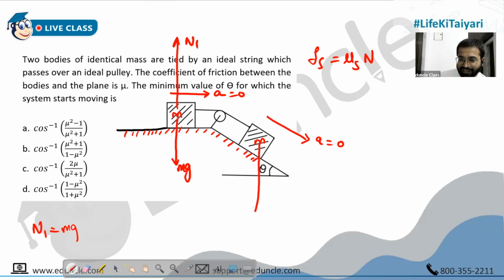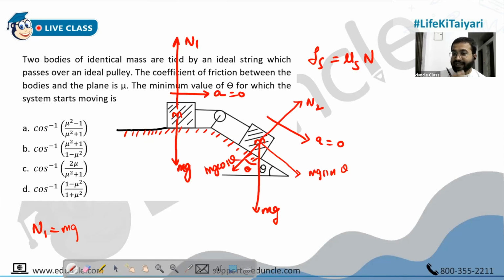Similarly, here you have got mg, but the normal reaction is not mg this time. mg has two components, people. Since this is theta, mg becomes mg cos theta and mg sin theta. And the normal reaction this time is mg cos theta.